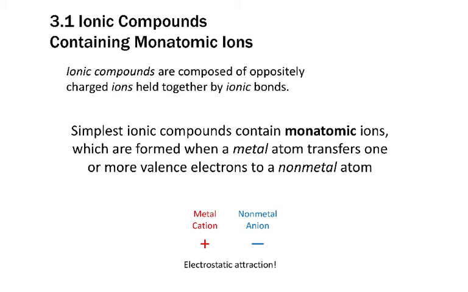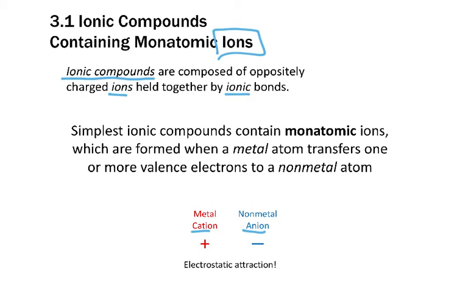So an ionic compound is composed of oppositely charged ions held together by ionic bonds. You're going to see this word a lot, even down here. Oop, there it is again. So the simplest ionic compounds contain monatomic ions.